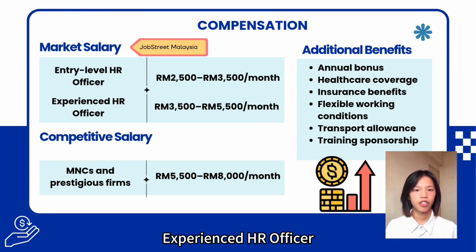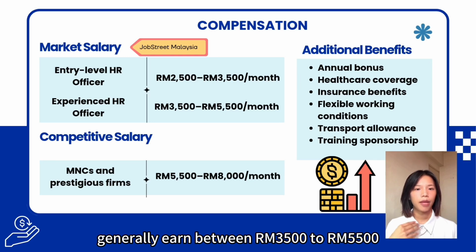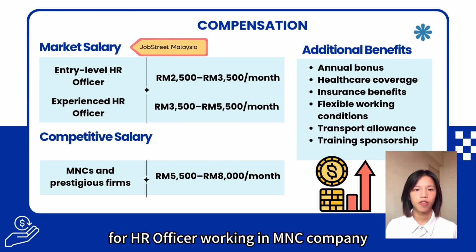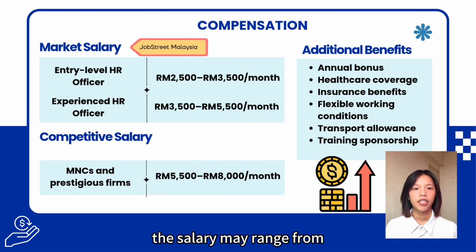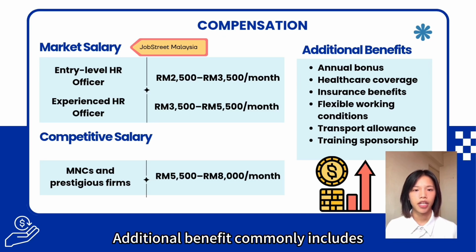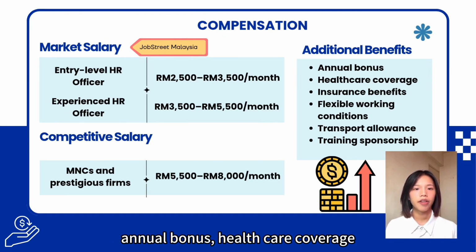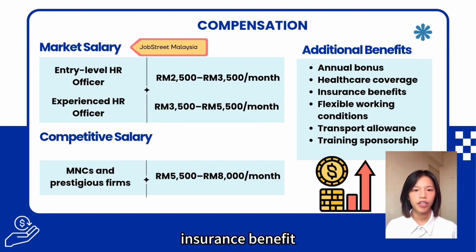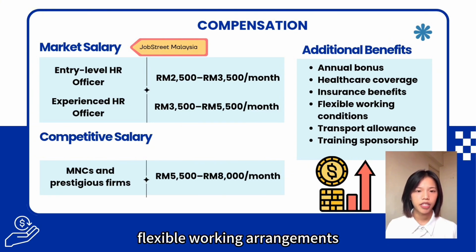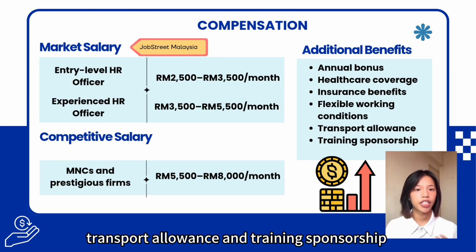Experienced HR officers generally earn between RM3.5k to RM5.5k per month. For HR officers working in MNC companies, the salary may range from RM5.5k to RM8k per month. Additional benefits commonly include annual bonus, healthcare coverage, insurance benefits, flexible working arrangements, transport allowance, and training sponsorship.